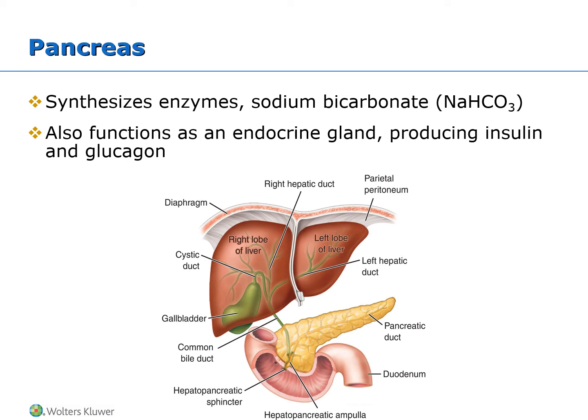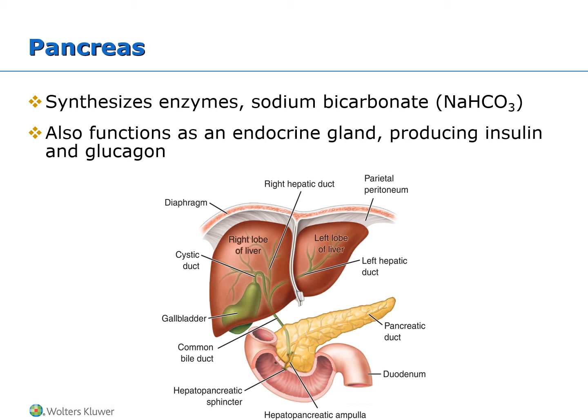Whenever the chyme enters the duodenum, some signals will be transmitted to the gallbladder, and the gallbladder will contract while the hepatopancreatic sphincter will relax, will open, and the bile will flow into the duodenum, allowing for the processing of the chyme.